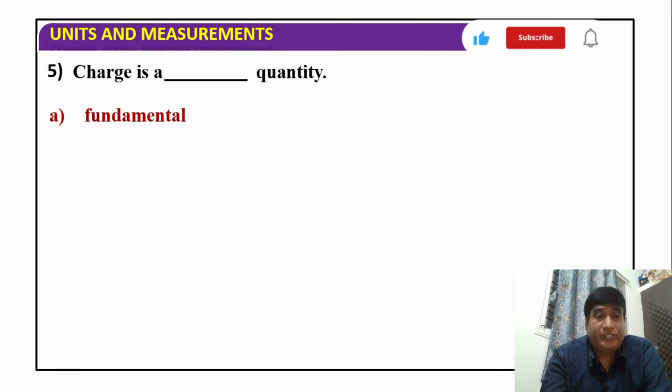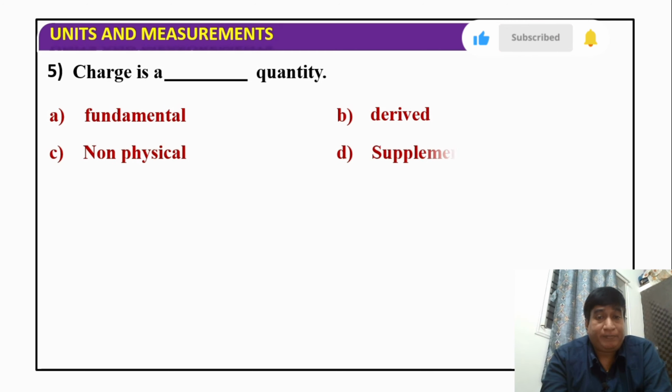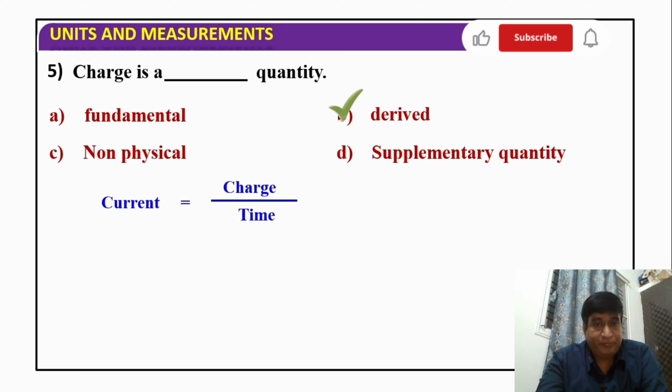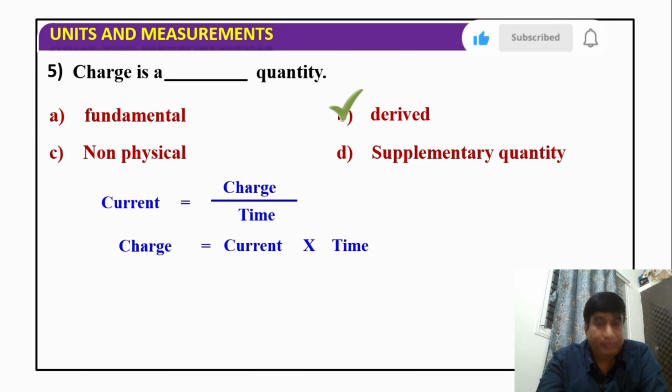Charge is a derived physical quantity. Regarding charge, we are going to study it in class 12. If you remember class 10 electricity, current was defined as the rate of flow of charge. This charge is a derived physical quantity, because current is equal to charge per unit time, so charge can be written as current into time.